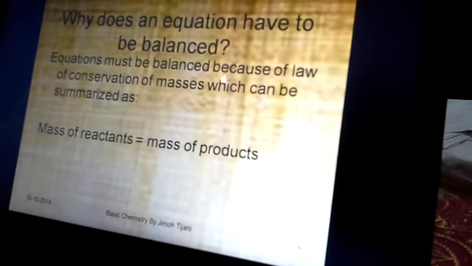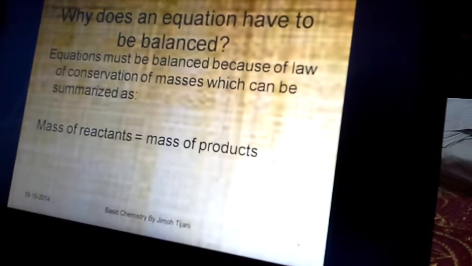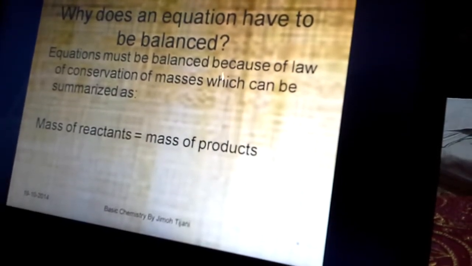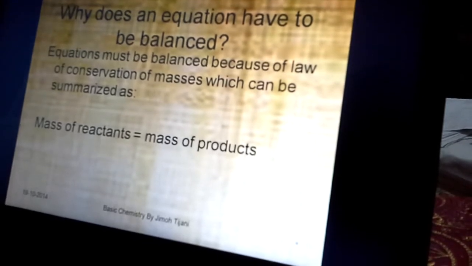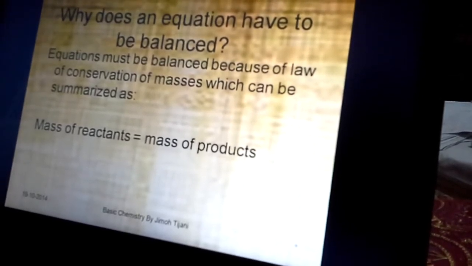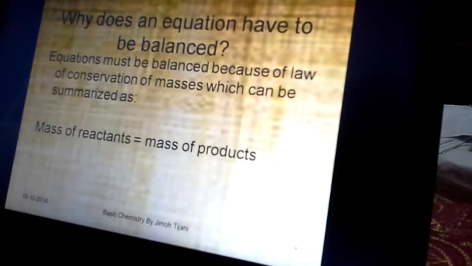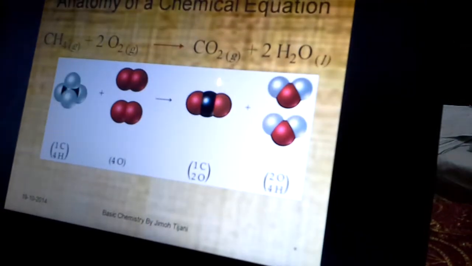Why does an equation have to be balanced? An equation must be balanced because of the law of conservation of mass, which is summarized as: the mass of the reactants must be equal to the mass of the products. The total mass of the reactants must be equal to the total mass of the products.